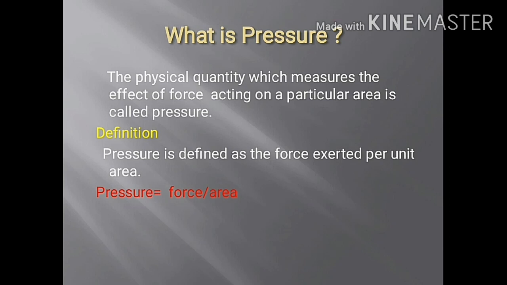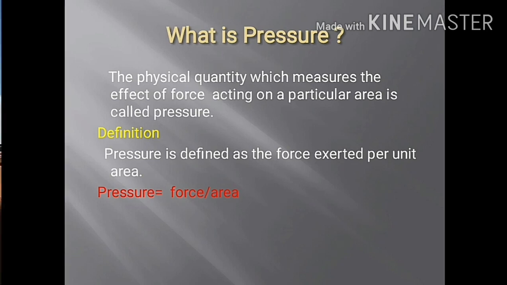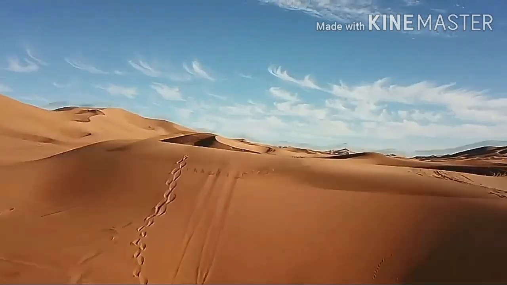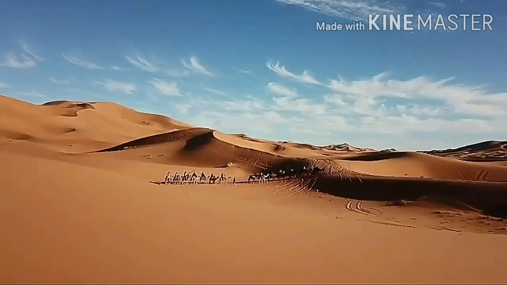Pressure is the physical quantity which measures the effect of force acting on a particular area. Pressure is defined as the force exerted per unit area. The formula for pressure can be written as force divided by the area on which the force acts. Before going into detail, let me ask you some questions.